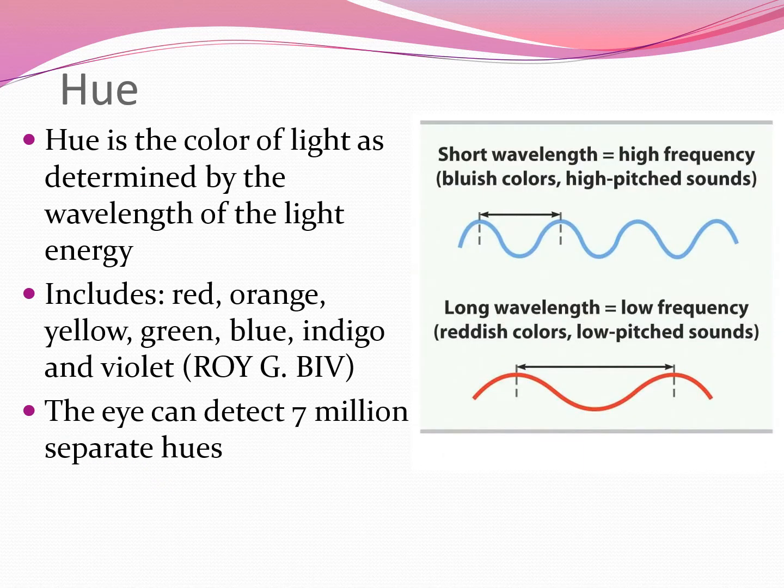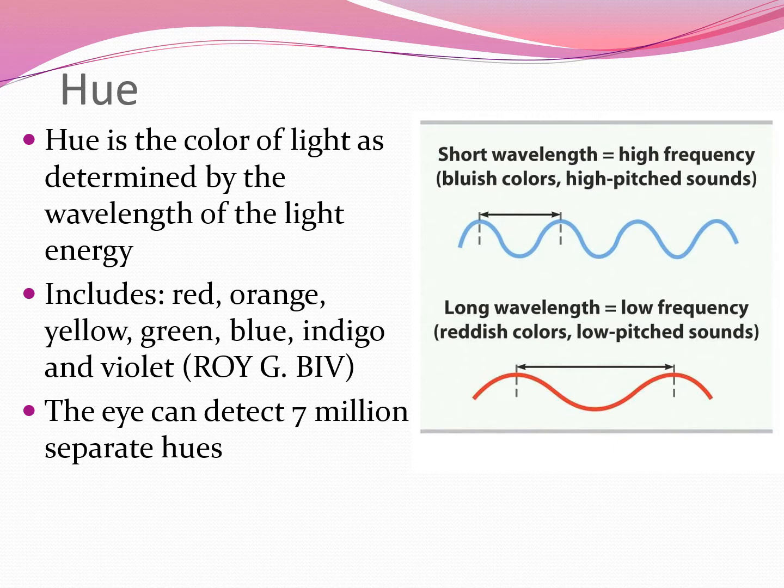Hue. Like I said earlier, hue is the color of light as determined by wavelength of the light energy. So this includes red, orange, yellow, green, blue, indigo, and violet. I'm sure you guys have probably heard of Roy G. Biv. All right, that's one way to remember the 7 main colors. Like I said a second ago, the eye can detect 7 million separate hues.